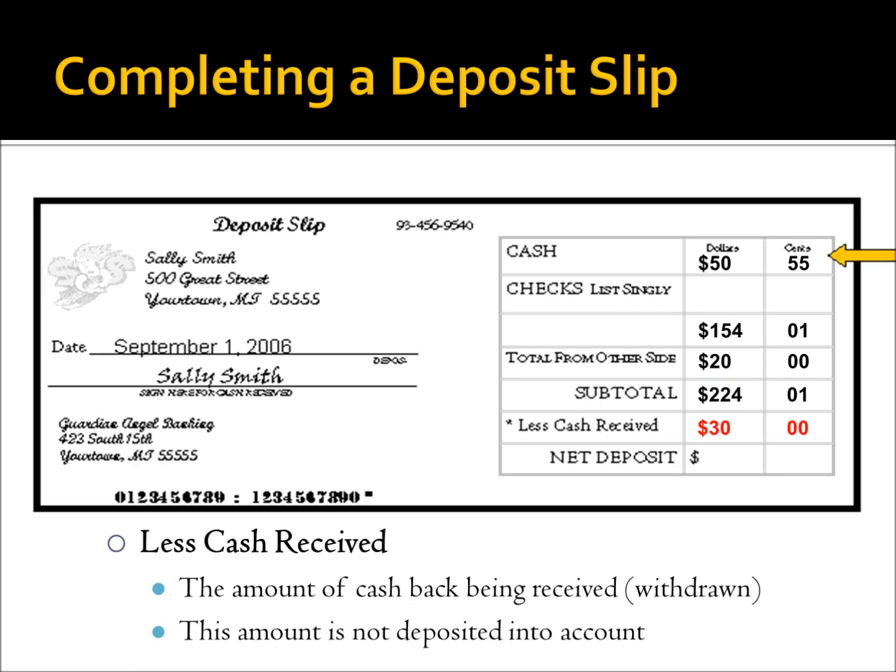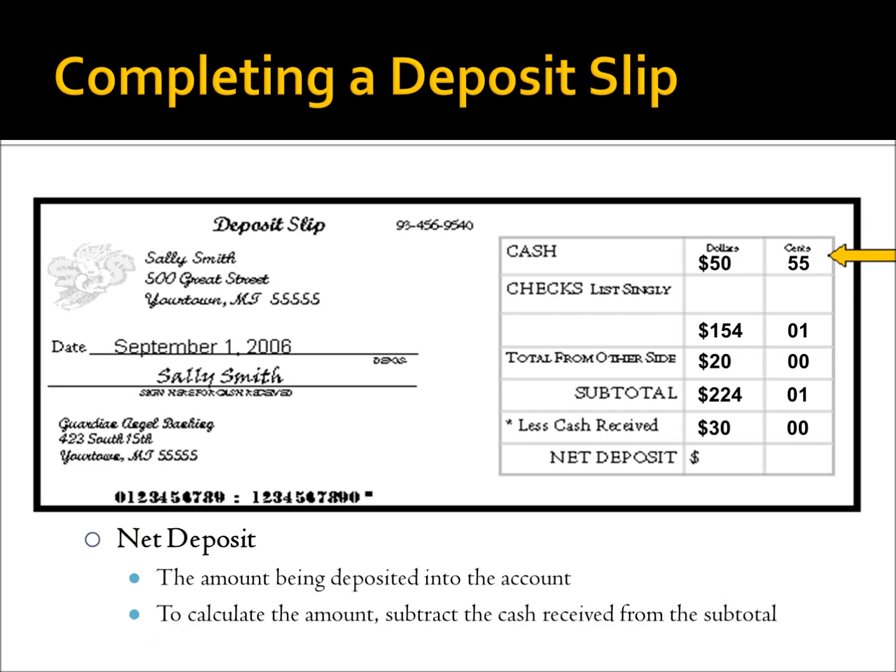Now, I asked you earlier to only sign your name on this deposit slip if you're asking for additional cash back. So in this example, Sally Smith is asking the bank teller to give her $30 of this total deposit in the form of cash. So now we're taking that subtotal of $224.01. We're going to subtract that $30 because we're not depositing it. We're asking for that cash to be handed to us right now. So our net deposit doesn't end up being $224.01. It's $194.01 because of the fact that we subtracted the $30 that the teller is going to hand to us today.